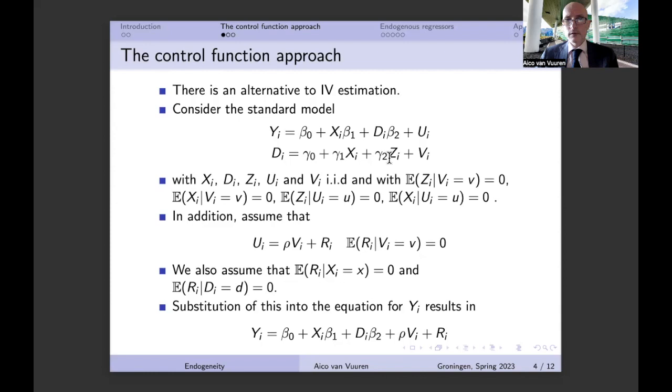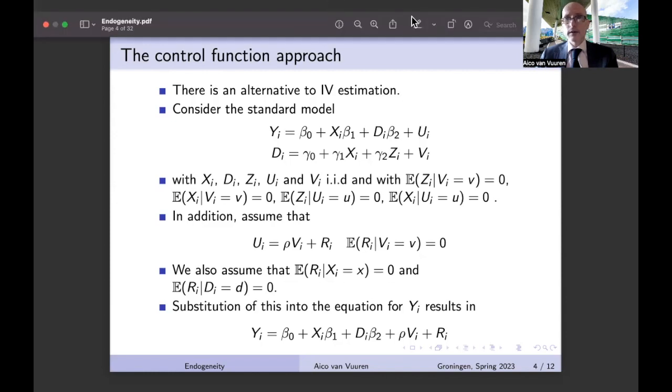It's much more intuitive. In that sense, it's a little bit surprising that IV is actually quite old. The first applications of IV, I'm not exactly sure, are almost 100 years old. The control function approach is much newer. I'm not exactly sure when the first application arrived, but I think it was around the turn of the century, so only 20 or 25 years old. That's surprising given that, in my opinion, the control function approach is much more intuitive.